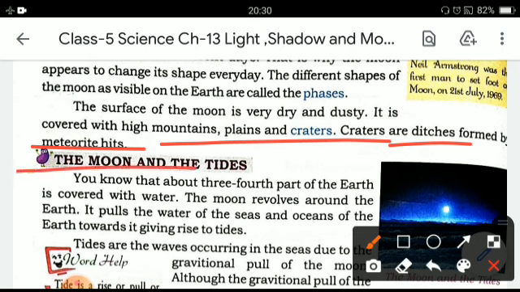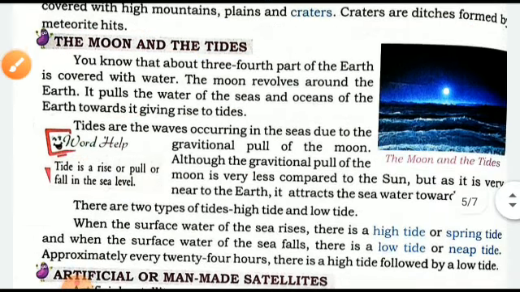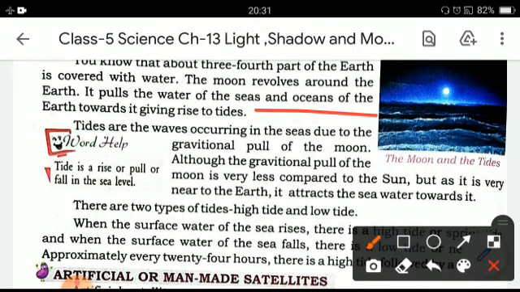The moon and the tides. As we know, about 3/4 part of the earth is covered with water, and the moon revolves around the earth. It pulls the water of the seas and oceans of the earth towards itself, giving rise to the tides. When it attracts the water from the sea towards it, it gives rise to tides.